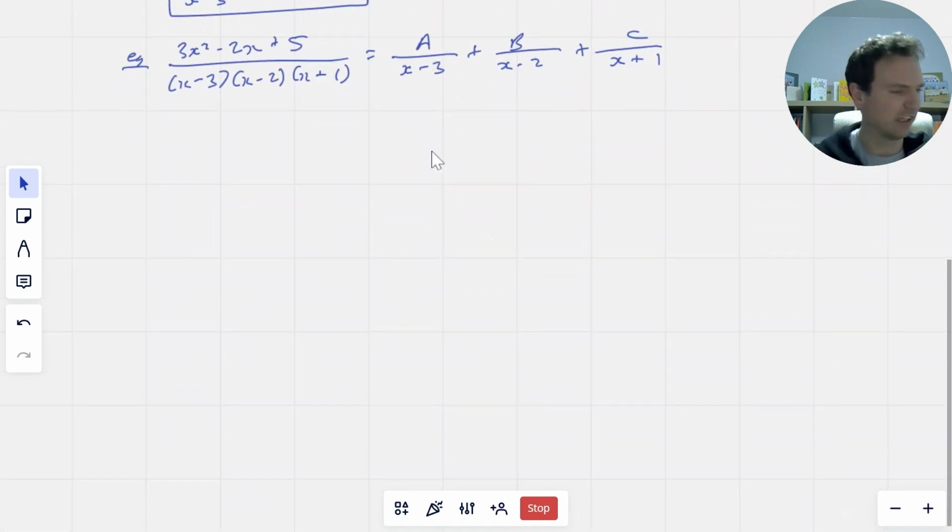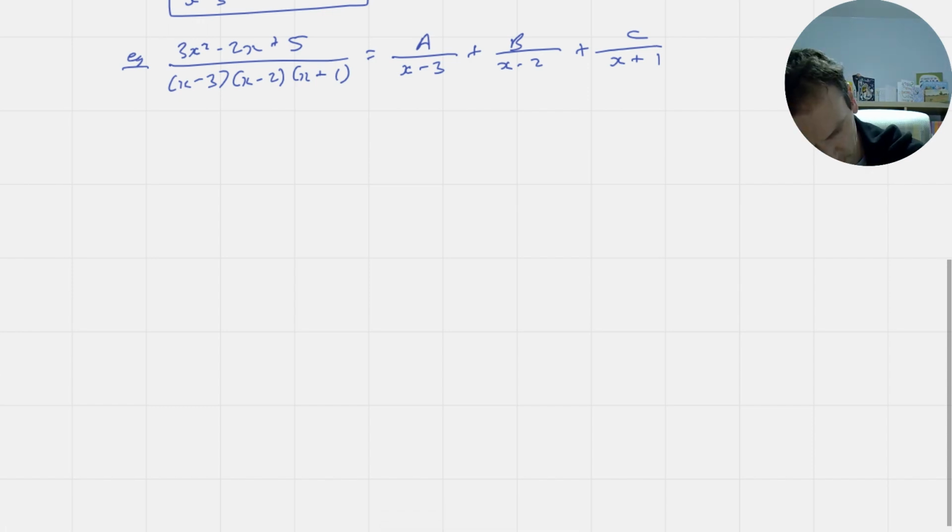Okay, so what else might we get here? What more complicated question could we throw at you here? So far, we've looked at what happens if we've got all distinct factors. It gets more complicated if we have repeated factors on our denominator. So let's consider what we've got: 3x plus 5 over (x plus 1) squared times (x plus 2).